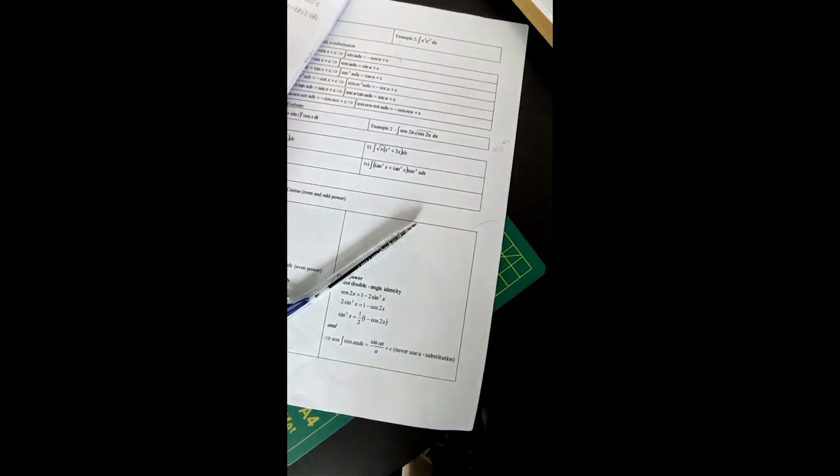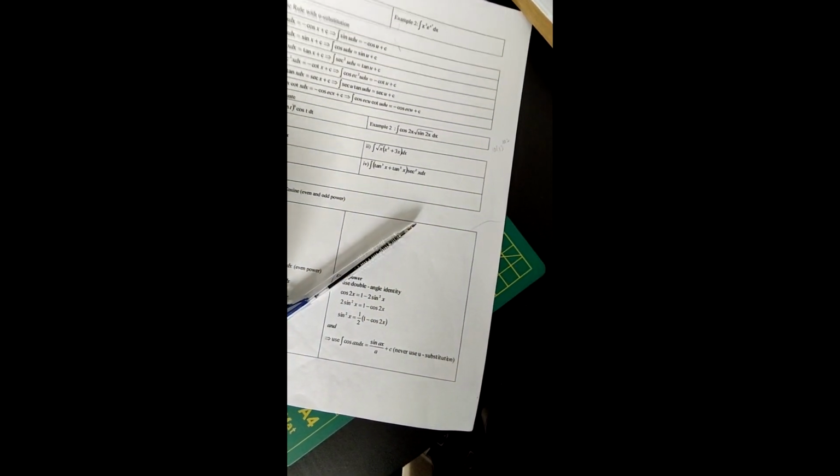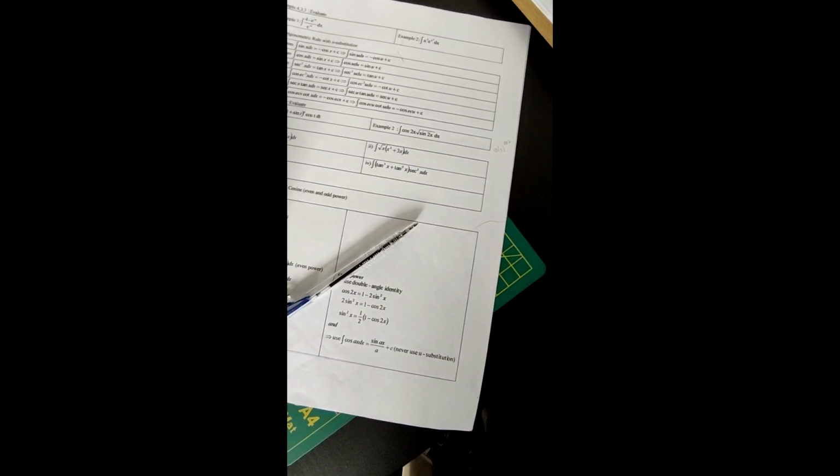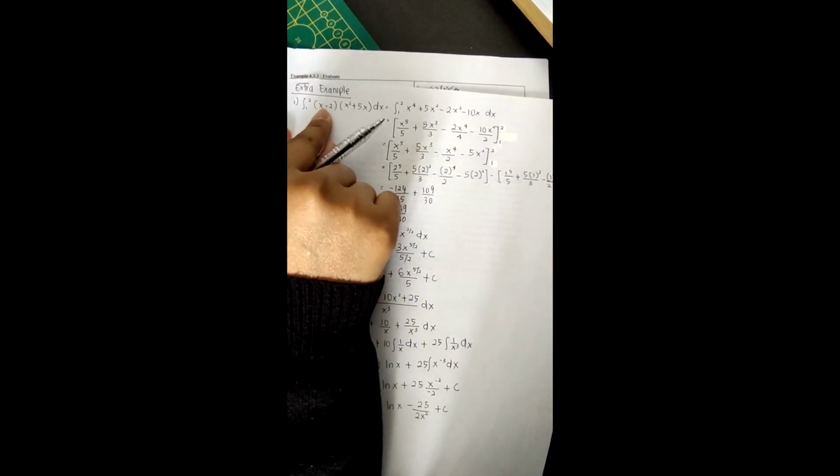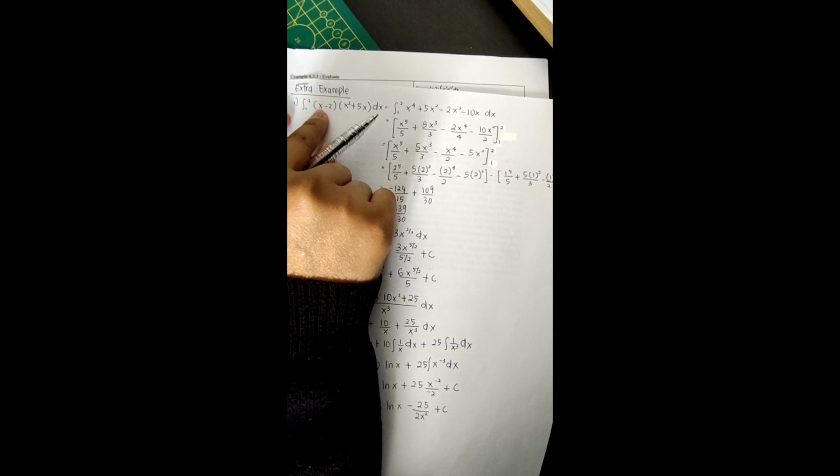Okay, so next kita nak tengok extra example. So extra example first Roman. So awak ada integration from 1 to 2 x minus 2 x cube plus 5x dx. Okay, so apa yang awak boleh buat? So kat sini tak ada benda pun boleh let u. Apa yang awak kena buat adalah awak just expand lah.